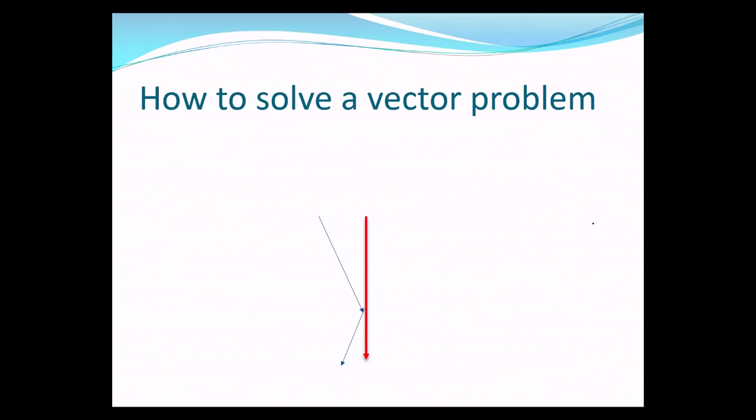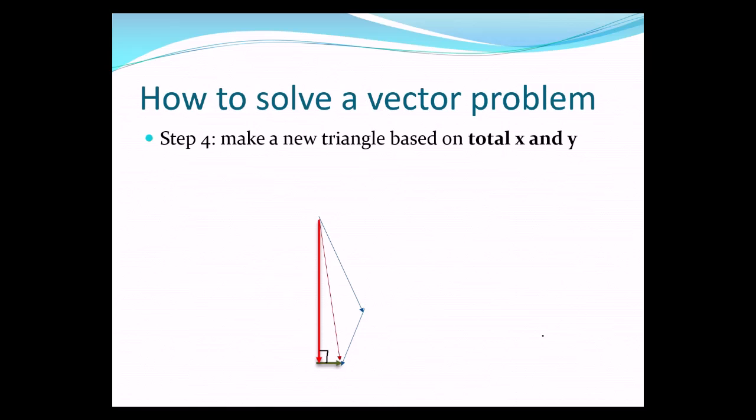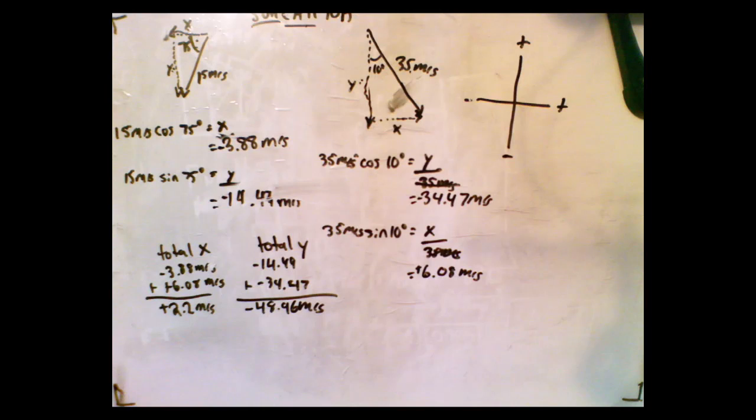So now I'm going to bring back the x component from before, and I'm going to add them together tip to tail, and you can see that this is the same resultant for this tip to tail, only now we have a right angle triangle to work with. So our next step is to make a new triangle based on the total x and the total y. So I'm going to go back to my drawing here. So my next step is to draw this triangle.